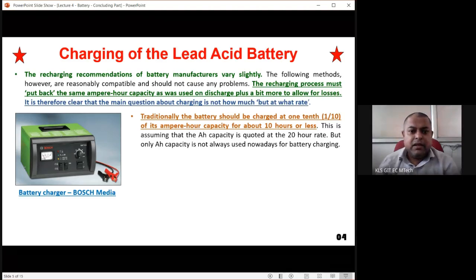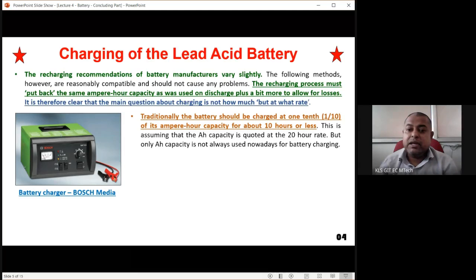So this is a battery charger, and there are certain charging methods which are explained. Let us study. Traditionally, the battery should be charged at 1/10 of its ampere hour capacity and for about 10 hours or less. So if I'm saying the ampere hour is 2.2, it has to be charged with 0.22 ampere for 10 hours.